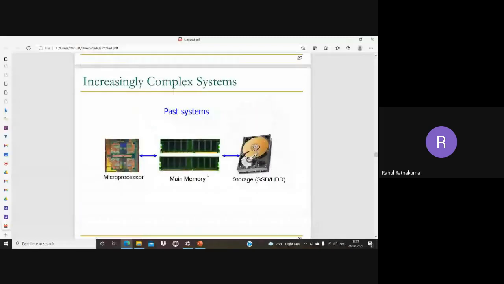So this was a past system. We had a single microprocessor, which is general purpose, and we had a main memory, and we had a hard disk or storage, magnetic storage. This was a past system where all those things were simple. We didn't have many applications. We needed a word processor. We just needed networking and some simple operations. But right now the things are very complex.